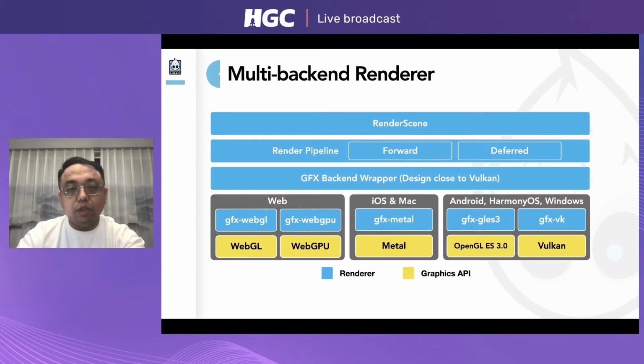Now let's take a deeper look into our multi-backend renderer. From bottom up, for every different backend, we have implemented the same GFX interface based on different graphics APIs. The GFX APIs are similar to Vulkan so that we can release the power of modern graphics APIs. Based on the GFX layer, we implemented built-in forward and deferred render pipeline on all platforms.